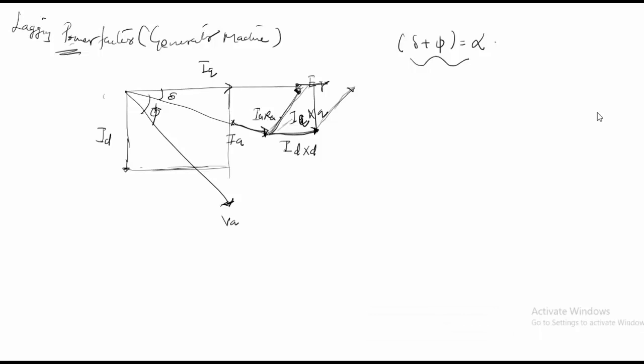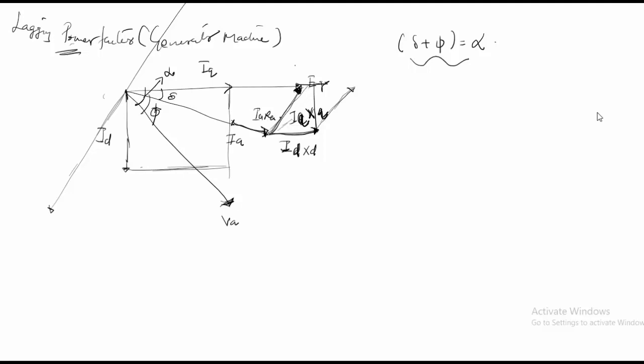So this component is my IA XA, and this is my ID XD. This is my alpha here, and if you are resolving your VA into two perpendicular components, one would lie something like in this way.